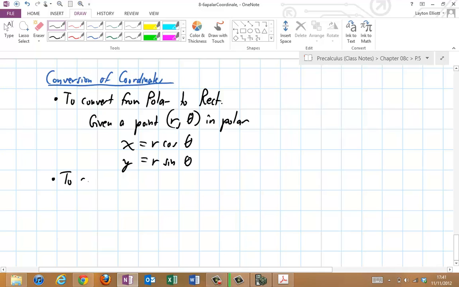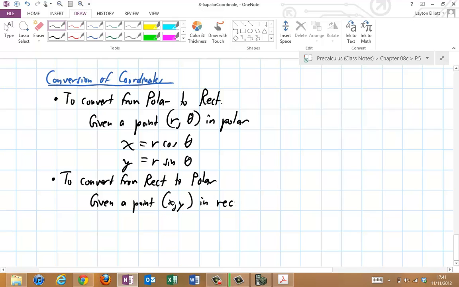The backwards one: to convert from rectangular, given the x, y, to polar. Well, given a point x comma y in rectangular, this gets a little bit tricky. First of all, we have to be very, very aware of where that x, y point is. So we have to know the quadrant. That's not difficult given x, y.